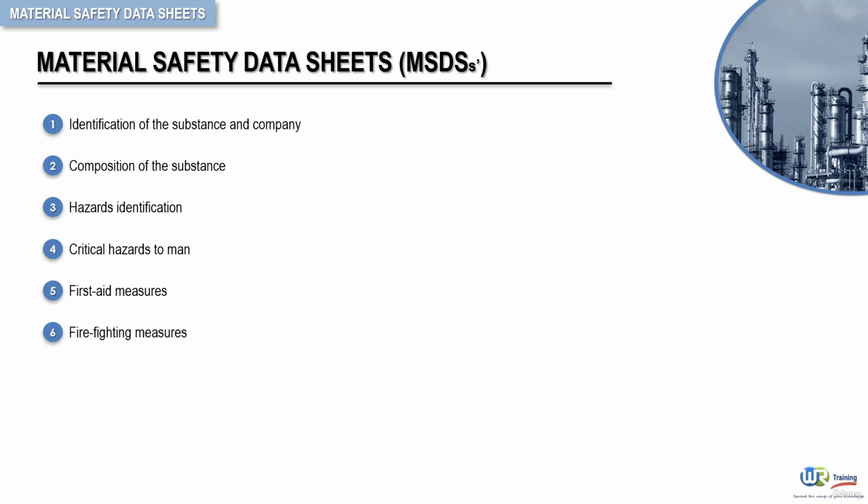In addition, reference should be made to accidental release measures, with a focus on personal and environmental precautions and the adequate method for cleaning up. Handling and storage conditions should also be included in the safety data sheets. Some hazardous substances require to be stored below certain temperatures. This is the case of organic peroxides.